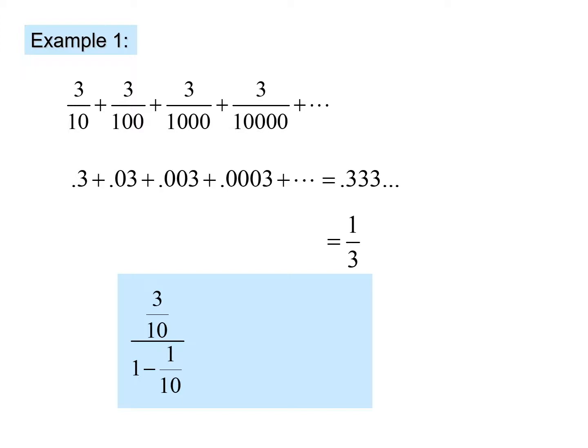We could also use the formula that we just learned, a over 1 minus r. So a is the initial term, that's 3/10, over 1 minus the common ratio, which is 1/10. Simplify that down, and we end up with 1/3. So we're just showing here that we examined this in two different ways. In both ways, we came up with the same value for the convergence.